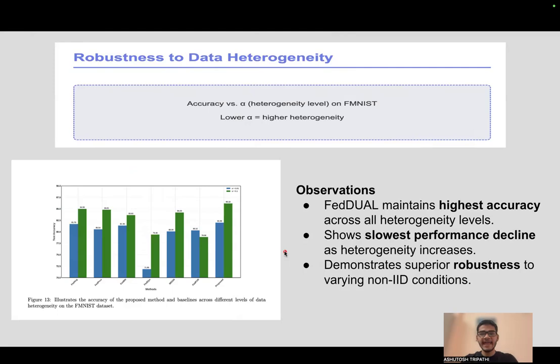And we have also done experiments with different degrees of heterogeneity. So we see in this case also FedDUAL achieves the highest accuracy across all heterogeneity levels, and it also shows the slowest performance decline when we switch from lower to higher heterogeneity. It shows the slowest performance decline. So it demonstrates superior robustness to varying non-IID conditions, and it is also very commendable for real world scenarios.